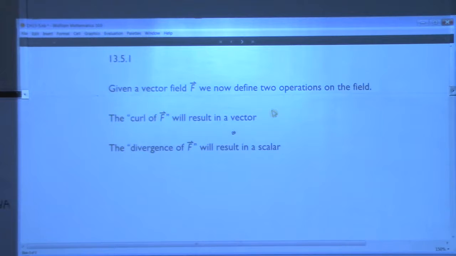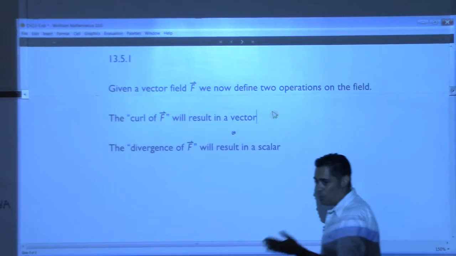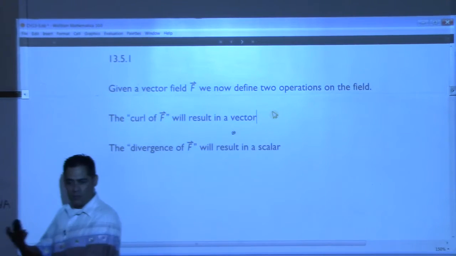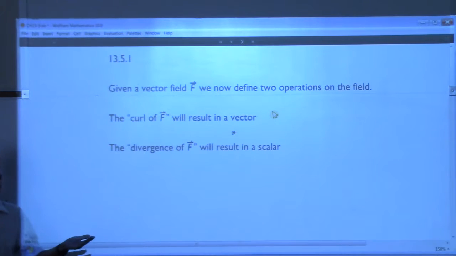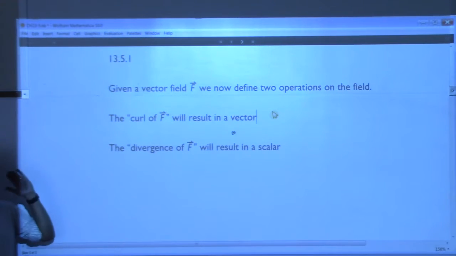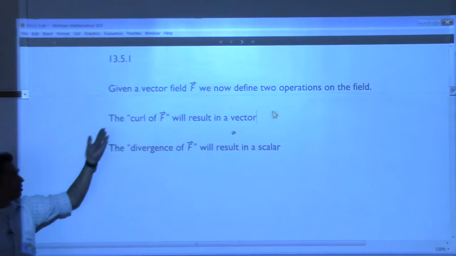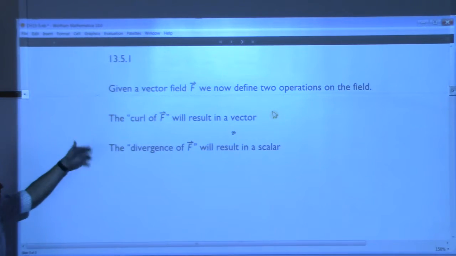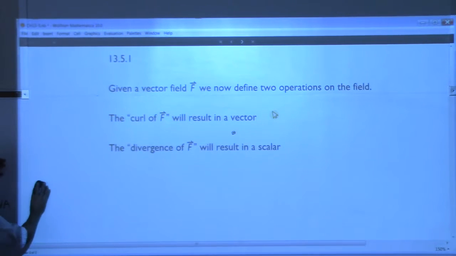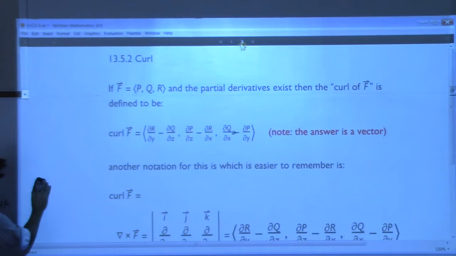So here they are. This is kind of like, remember when we did dot product and cross product of two vectors? If you take two vectors and you dot them, you get a number. If you take two vectors and you cross them, you get a vector. Well, now we're saying if you start with the vector field, you can do this thing called curl and divergence. One spits out a vector, the other spits out a scalar. So we're going to look at these one at a time.